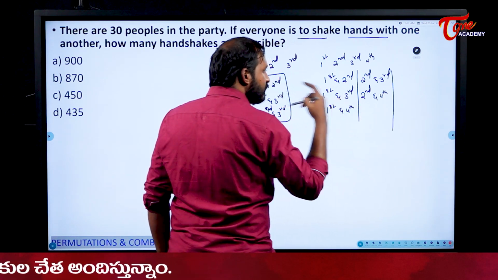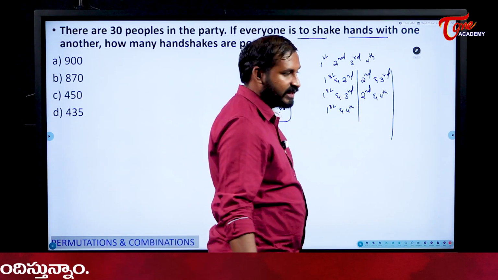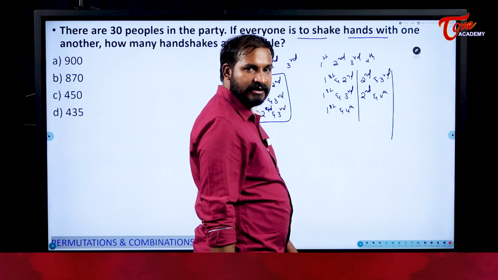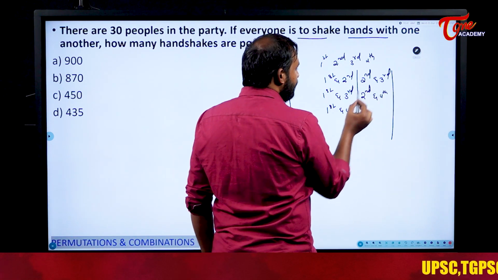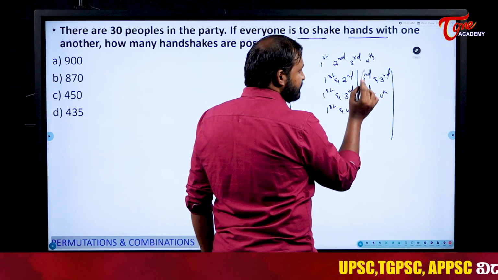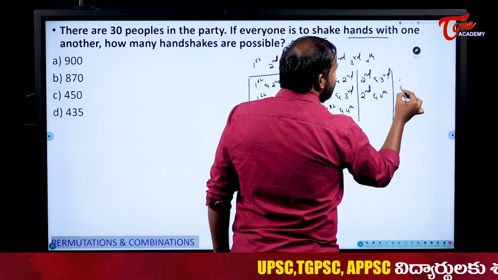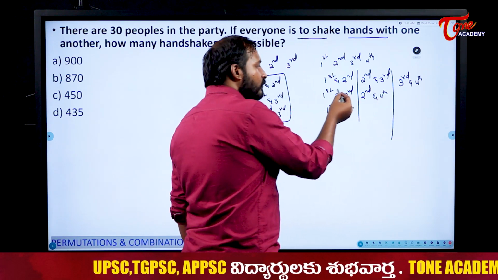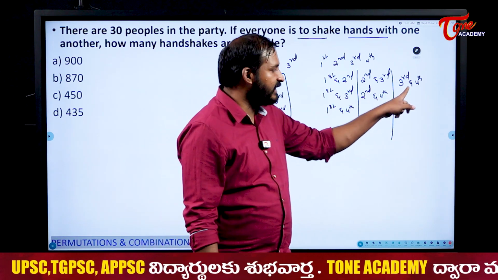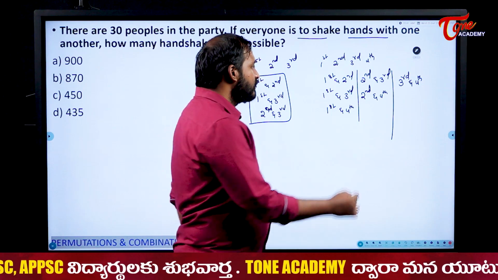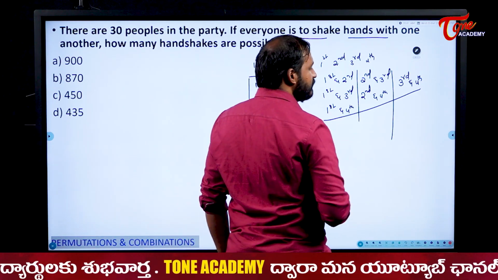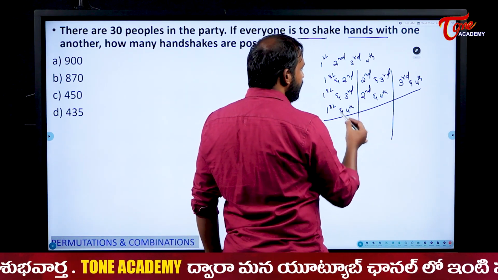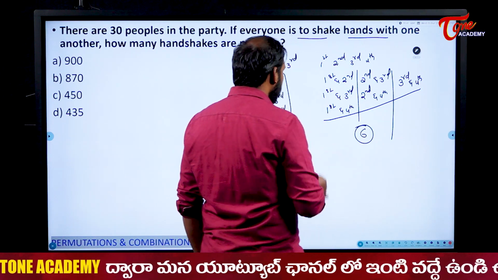Is it correct or not? No need to go once again for second and the other values. Next, third person already shook hands with first. Third person already shook hands with second. So now third and fourth. When it comes to the fourth person, he shook hands with first, second and third. So all are done. So now what is happening from here to here? It is getting decreased. So how many did I get here? 6.